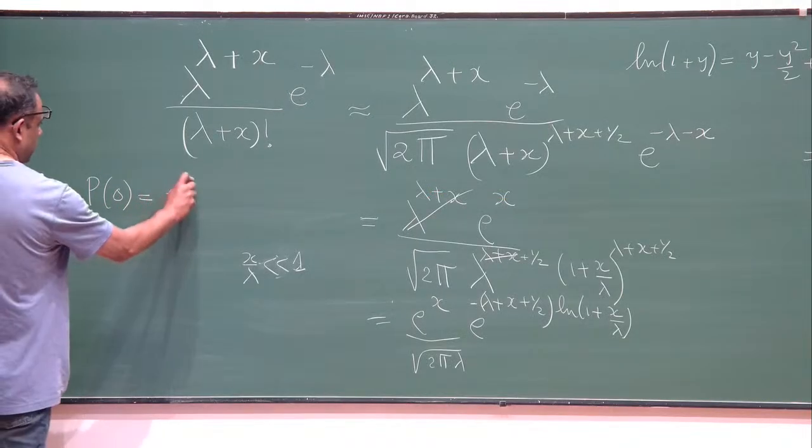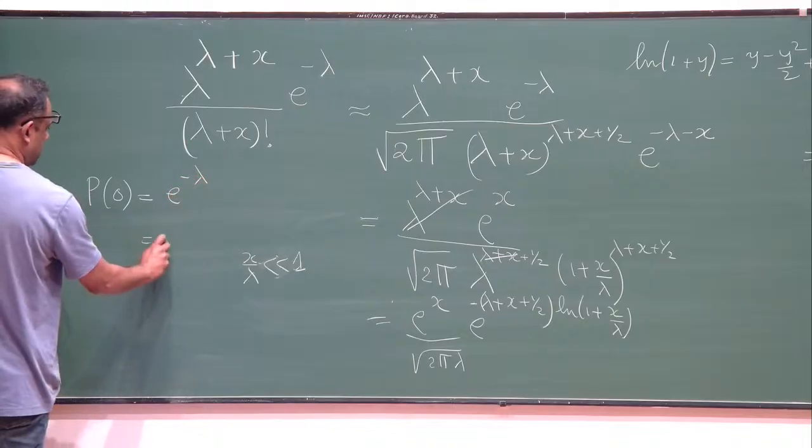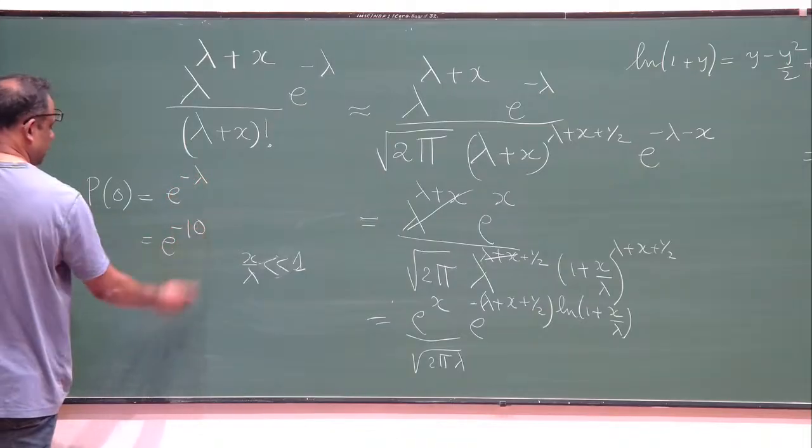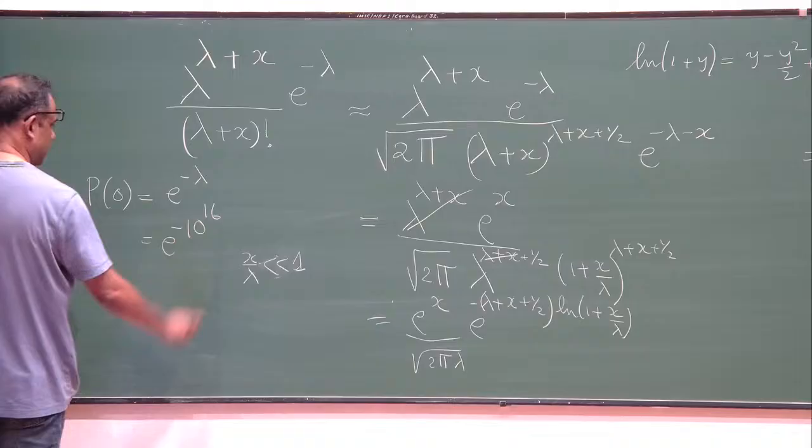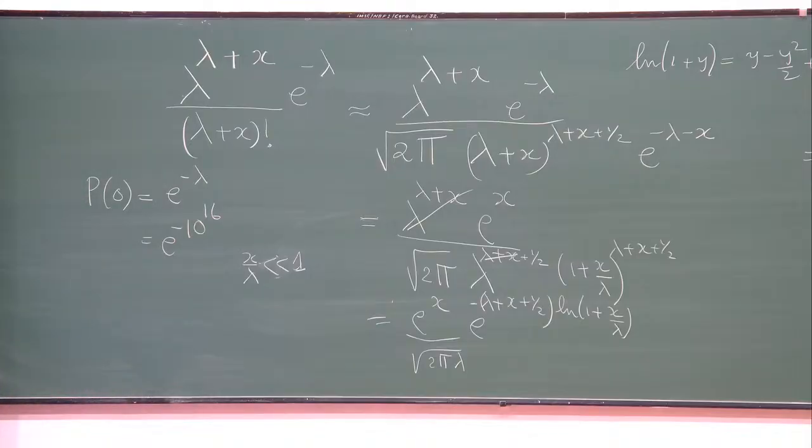It is e to the power minus lambda, which is e to the power minus 10 to the power 13 or 16. An extremely small number. But if I were to do this some huge number of times, there is still that small probability that suddenly there will be 0 particles in that. Okay, so your density might look like this.